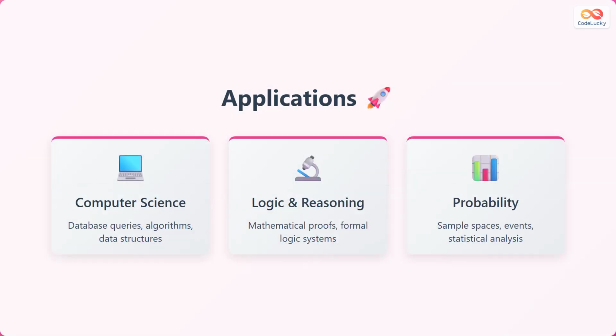Set theory has numerous applications in various fields. In computer science, it is used in database queries, algorithms, and data structures. In logic and reasoning, it is used in mathematical proofs and formal logic systems. In probability, it is used to define sample spaces, events, and statistical analysis. These are just a few examples of how set theory is applied in different areas of study and industry.